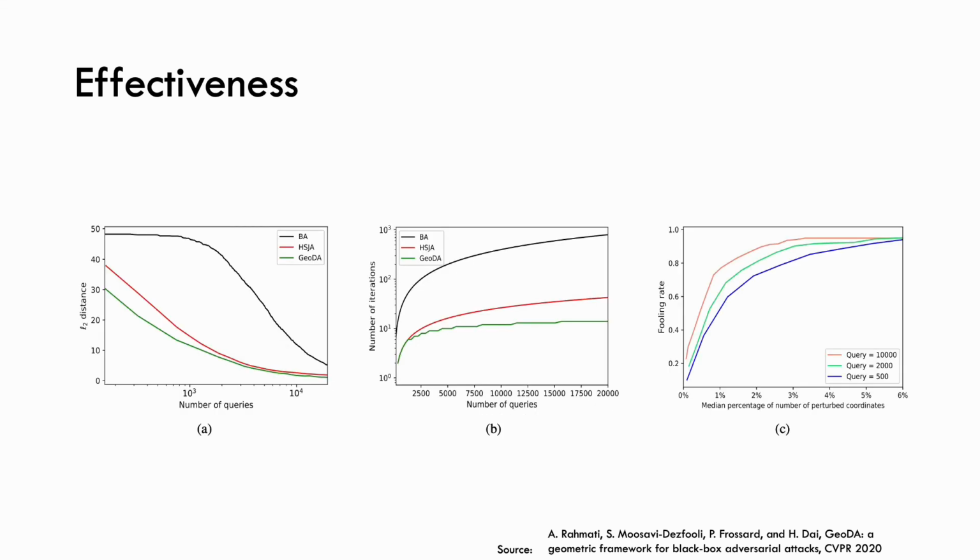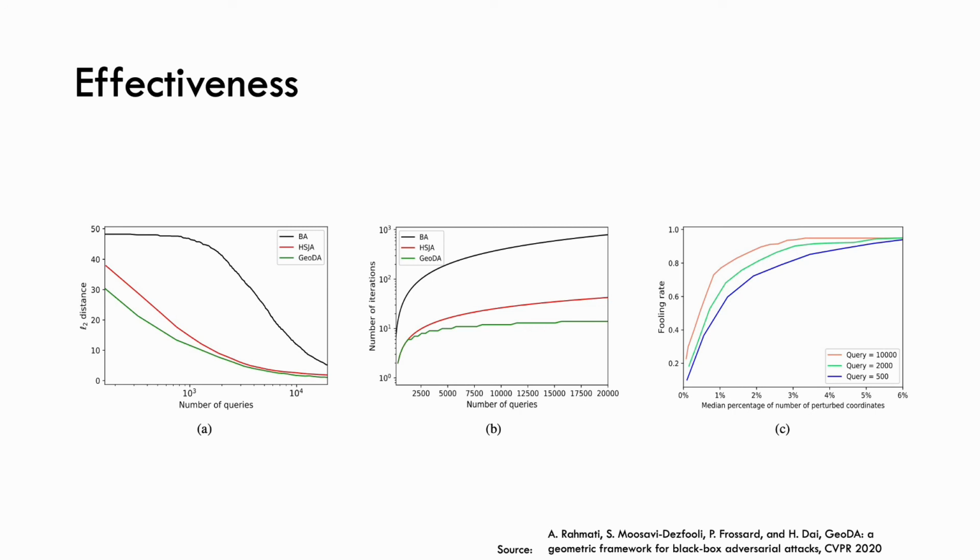These results show the convergence of GeoDA versus boundary and hop-skip-jump attacks. Figure A shows the number of queries versus the converged distance for the L2 version of GeoDA. Figure B, however, shows the number of queries versus the required number of iterations to converge to the optimal perturbation for the L2 version of GeoDA. The plots show that GeoDA and hop-skip-jump are considerably more efficient than boundary attacks. While GeoDA and hop-skip-jump converge to a similar perturbation distance, GeoDA remains more efficient after larger numbers of queries.